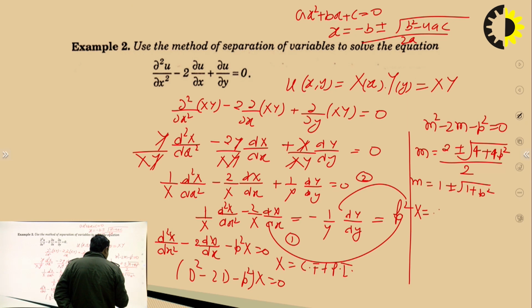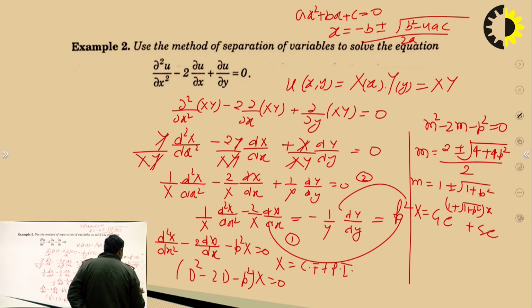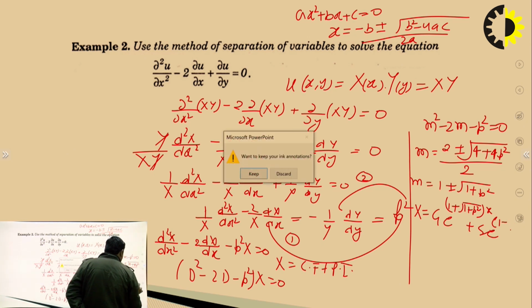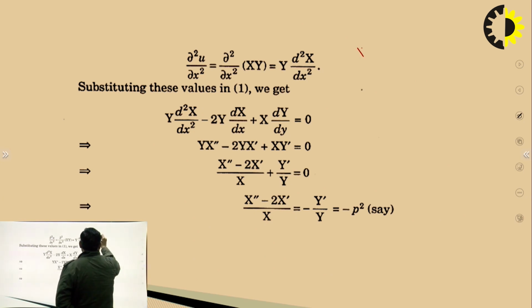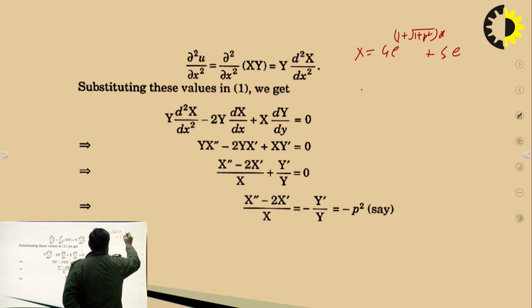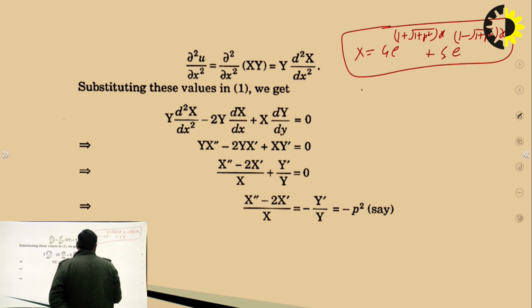CF means X equals C1 e to the power 1 plus under root 1 plus p² of x, plus C2 e to the power 1 minus under root 1 plus p² of small x. X has been arrived.